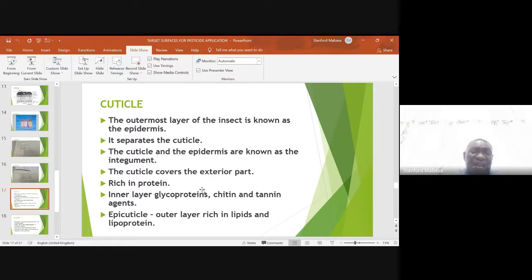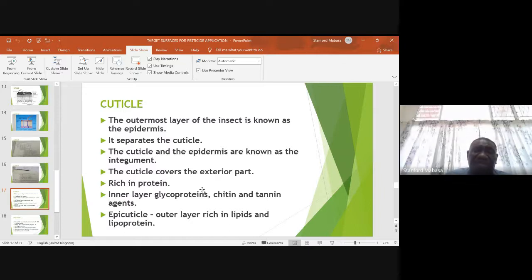Now, the inner layer has glycoproteins. It also has other things known as chitin and tanning agents. But the epicuticle, that is the outer layer, is rich in lipids and lipoprotein. So water will find it difficult to pass through the epicuticle.